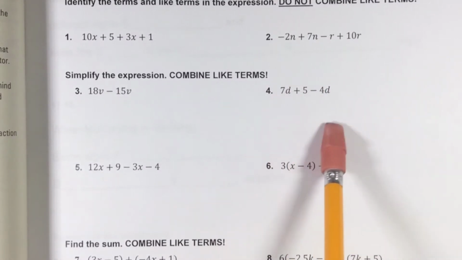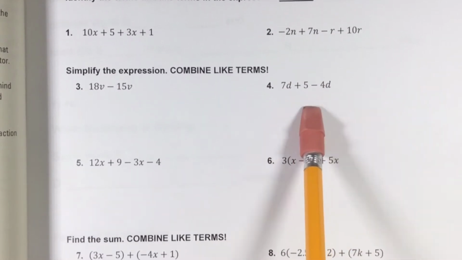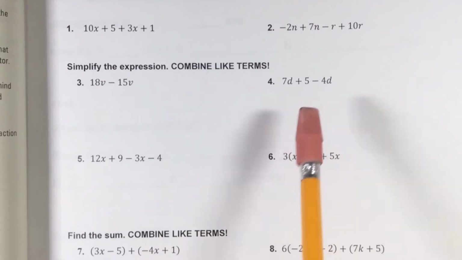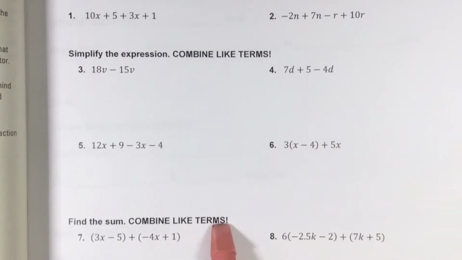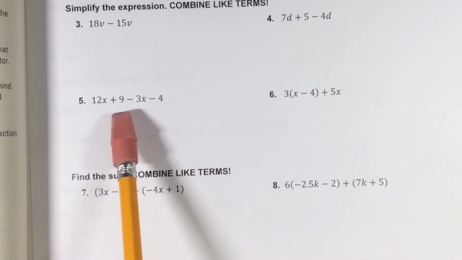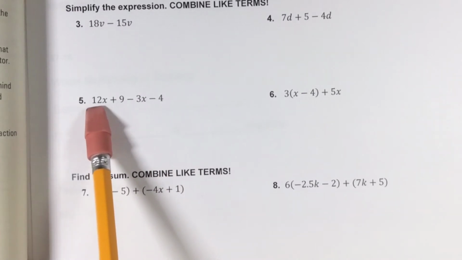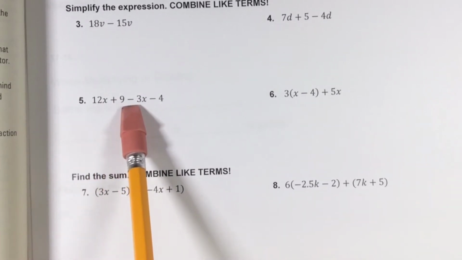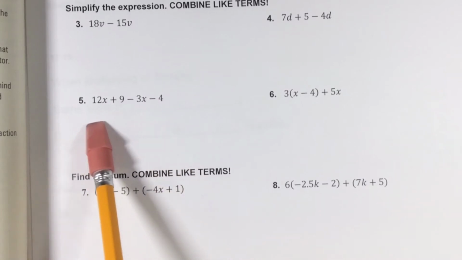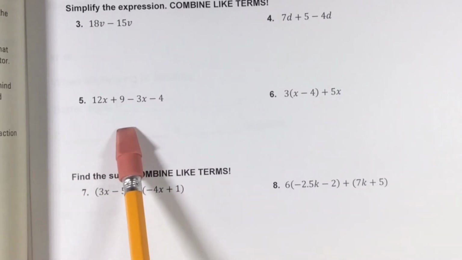Your final answer will have two terms because they are not all like terms. You cannot combine all of these. Just combine the like terms. Down here, right now it's 12x plus 9 minus 3x minus 4. When you combine the like terms, you'll be down to just two terms. So it's a simplified expression.